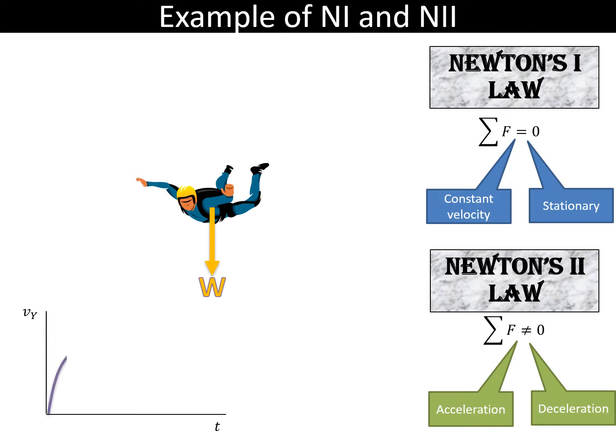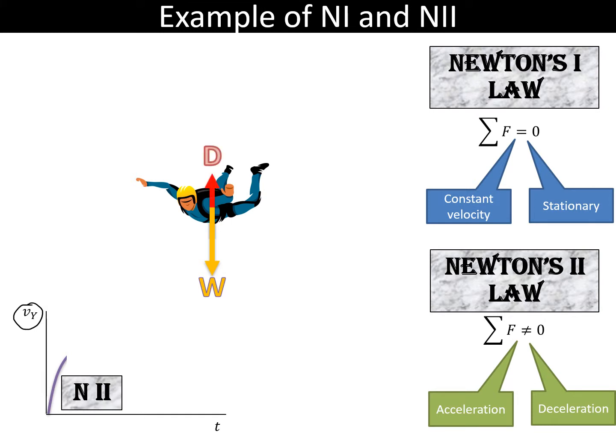So that's going to result in an increase in vertical velocity, as in falling speed, that is caused by the weight being larger than any other forces. In this case, it's the only force so far. So that is an acceleration, therefore it's following Newton's second law.